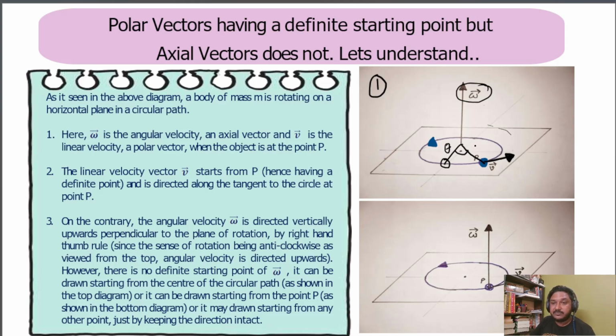As I am seeing from here, sorry, this is in the anti-clockwise direction. So since the particle is rotating in the anti-clockwise direction, the angular velocity will be directed towards the top. Now how are we so sure in which direction the angular velocity will be? For that we need to understand the right hand thumb rule.